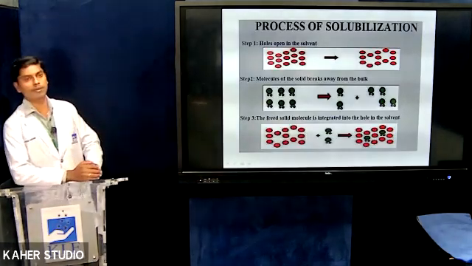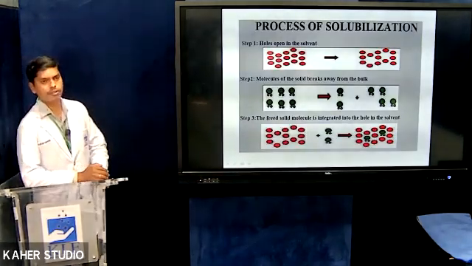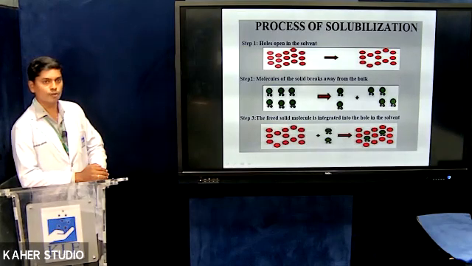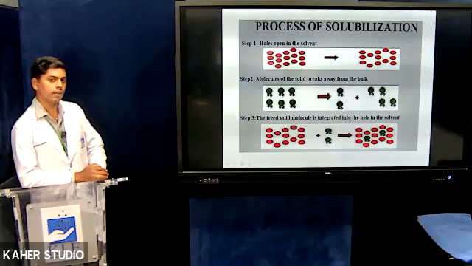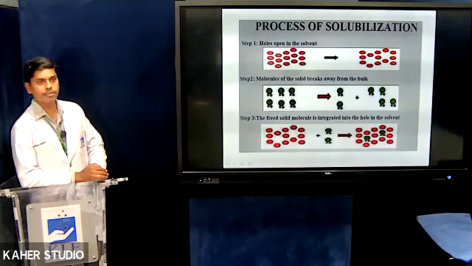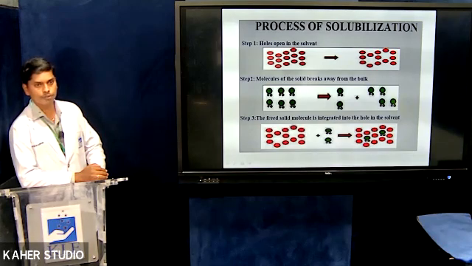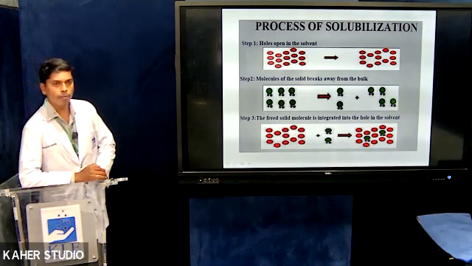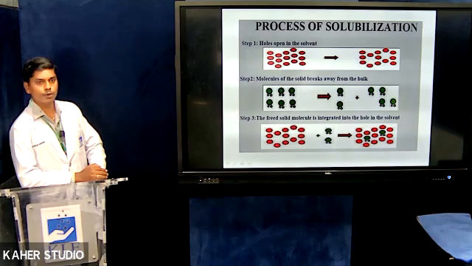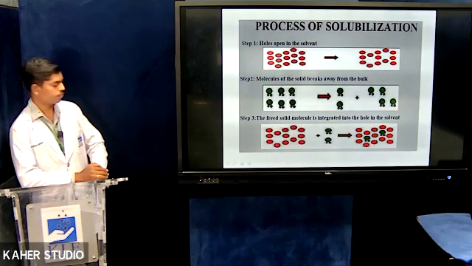So this is the process of solubilization, stepwise. In step one, where the solvent and solute molecules are there, holes open in the solvent. These are the solvent molecules where the formation of the cavity takes place. Then in the second step, the molecules of the solid break away from the bulk of the solid or solute molecules. After the breaking of the solute molecules, in the third step, the solid molecules are integrated into the holes of the solvent. So in the cavity which is formed, the molecules of the solid take their place.